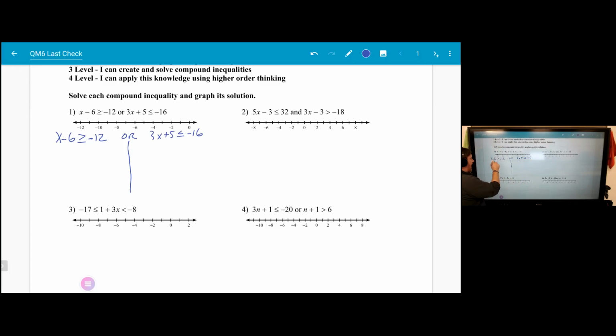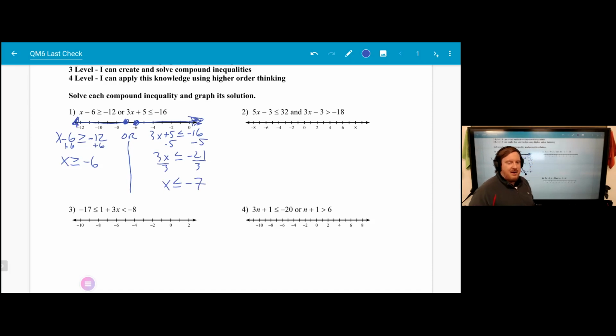The inequality on the left, I'm going to add 6. I have x is greater than or equal to negative 6. Or 3x plus 5 less than or equal to negative 16. I'm going to subtract 5 on both sides first. I have 3x less than or equal to negative 21. Divide by 3 on both sides. x is less than or equal to negative 7. Come over here to negative 7. Things that are less than are going to go this way. I have made sure it's an or because it got arrows pointing both directions. There we go.